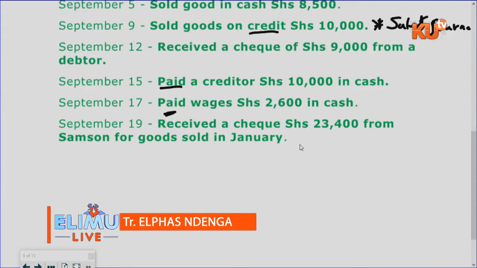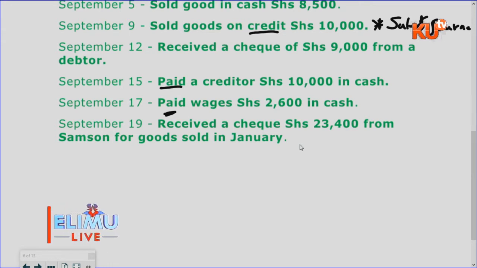Let's go back to our next, that is on September 19th. Received a check of 23,400 from the sales, that is from Samson for goods sold in January. So goods were sold in January and they are being paid in September. So yes, those are receipts. We'll record on the debit side.